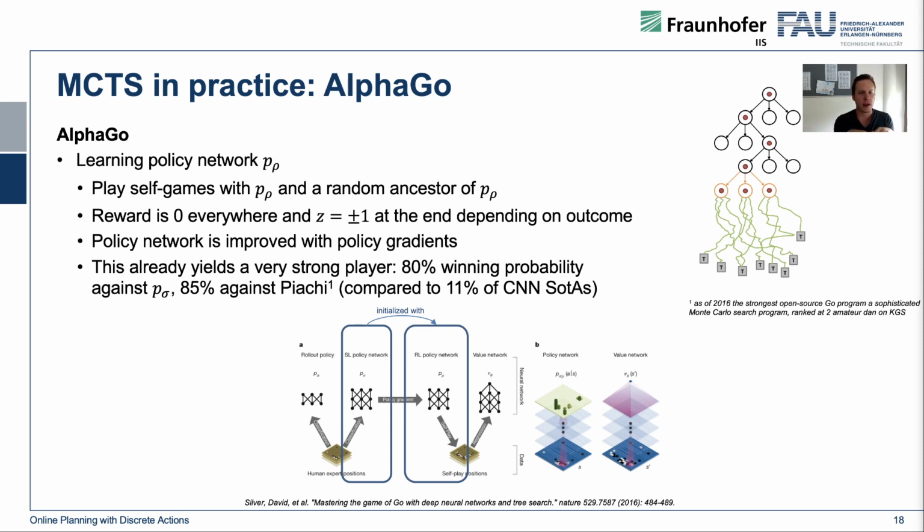The policy networks are improved with policy gradients, and doing this already yields a very strong player. If we just take this policy network and improve it using self-play, we have an 85% winning probability against Pachi, which in 2016 was one of the strongest open source Go programs. So this is already a very good thing to do.